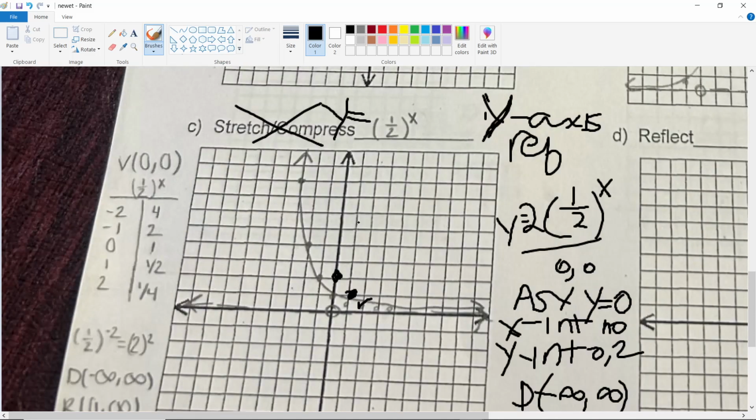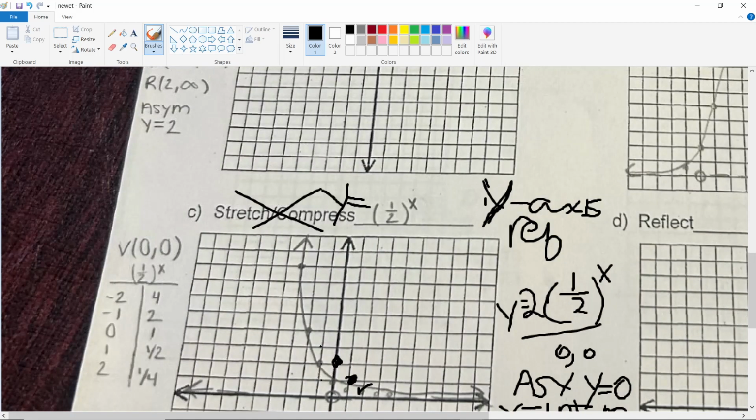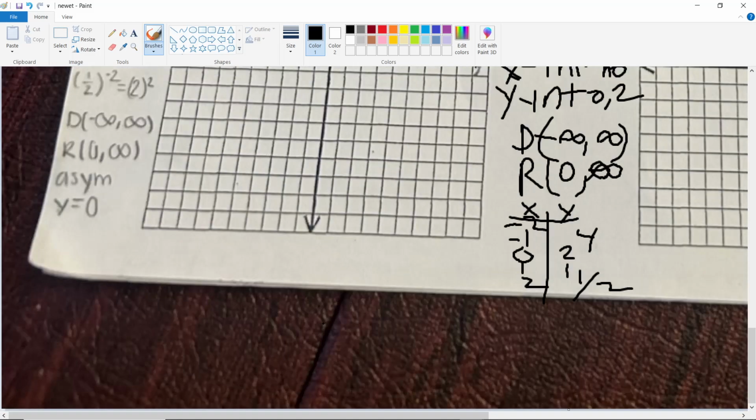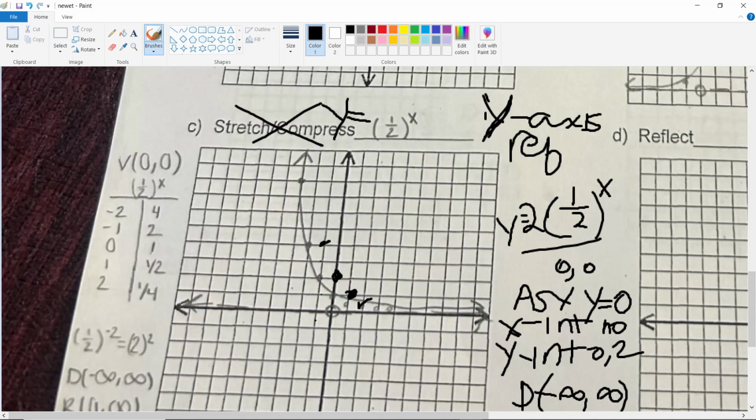I'll do negative 1. 1/2 to the negative 1 is like 2 to the 1, which is 2. 2 times 2 is 4. So at negative 1, it's 4. On this side, you can really see the stretch. And then negative 2, 1/2 to the negative 2 is like 2 squared, 4. 2 times 4 is 8. So 4, 5, 6, 7, 8. So it's like that. Now I can really see that stretch. Now I can draw this graph in. And so it's stretched. It's done a vertical stretch.